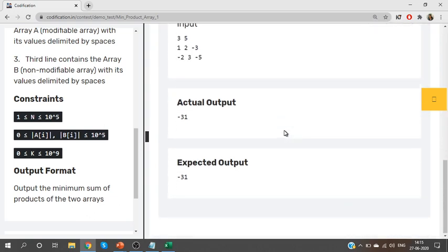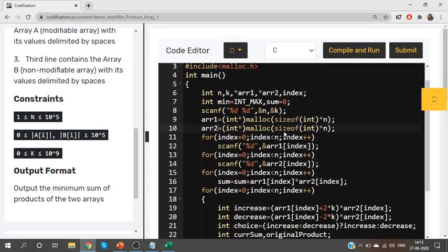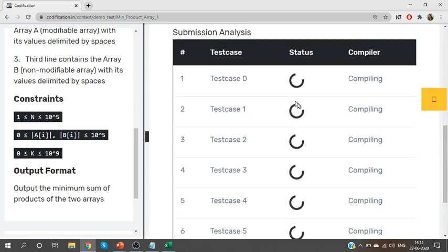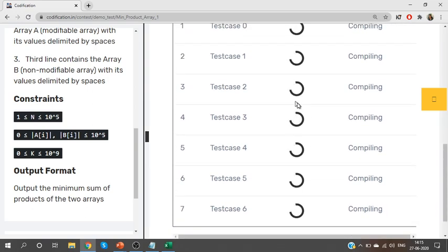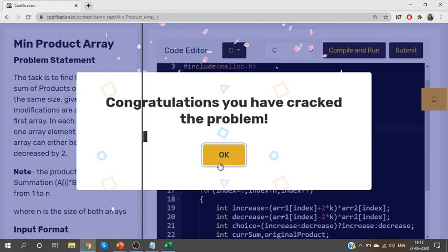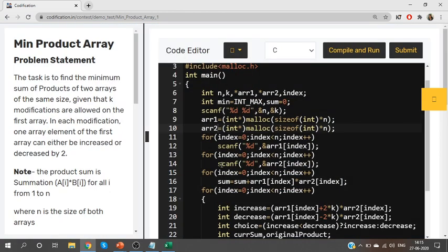So even now test cases are passed. The only thing we have done here is optimize the space we need. I'm not going to have a fixed space. I'll keep changing the space each time. So submit it once again if you want to. Anyway, it will clear all the test cases. So that's it. We have completed one problem.